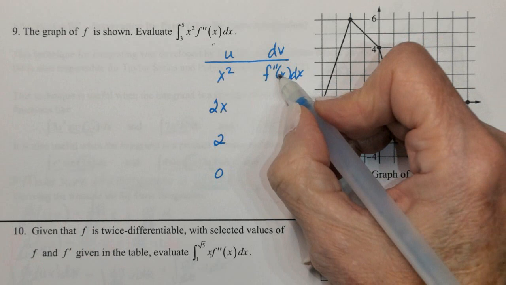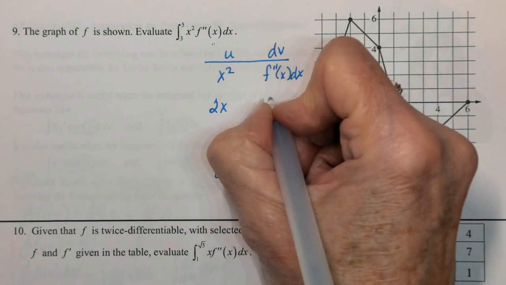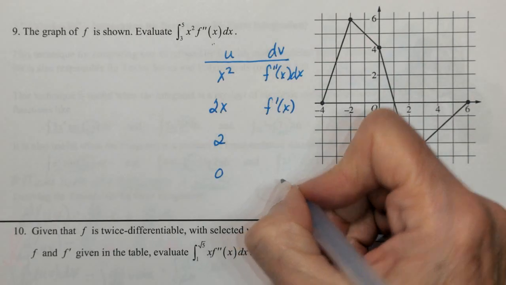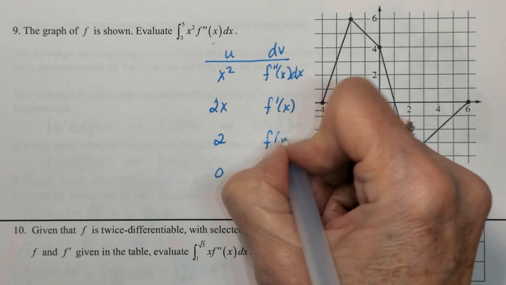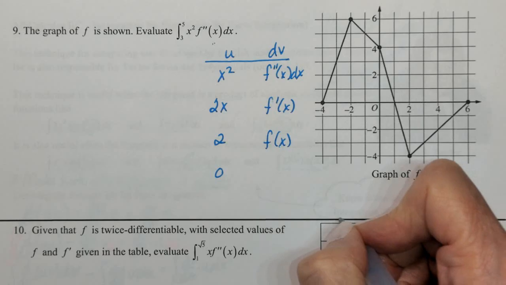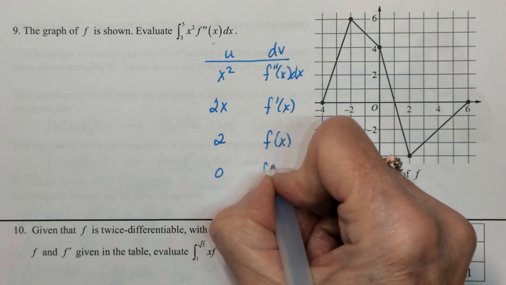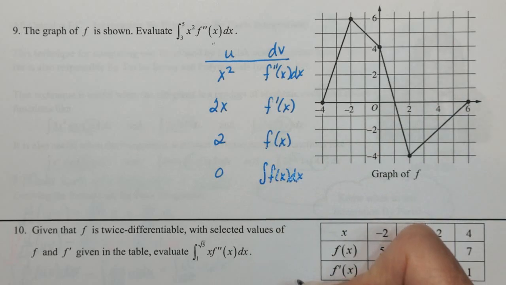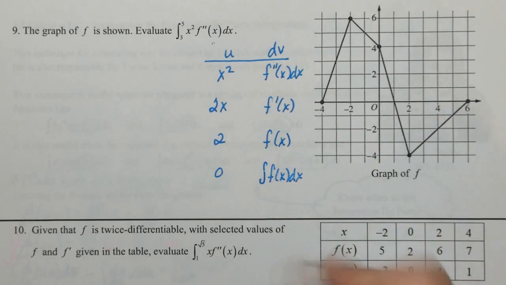The antiderivative of f double prime is f prime. The antiderivative of f prime is f. The antiderivative of f is the antiderivative of f. We cannot do anything with that. So we just write it as the antiderivative of f. Okay?